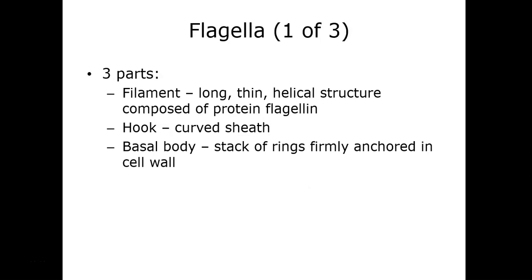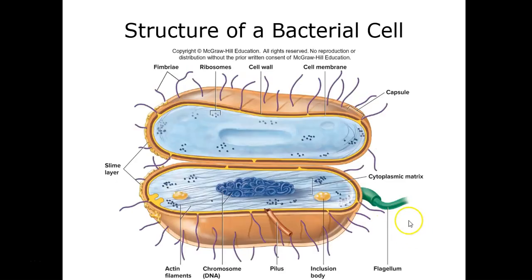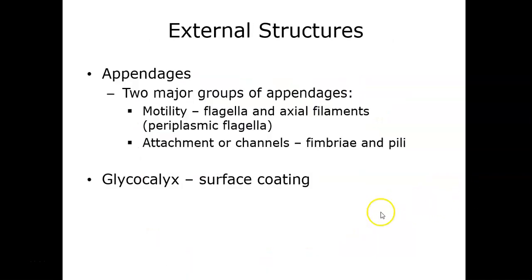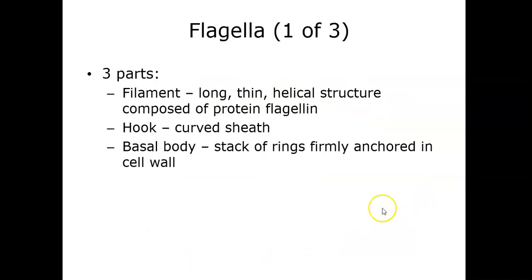When we talk about the flagella, there are three parts. There's the actual filament, which is this long, wavy strand that comes off of the cell. We have the hook, which ties it and helps it stay attached to the basal body, which is a stack of rings that anchors the flagella into the cell wall.